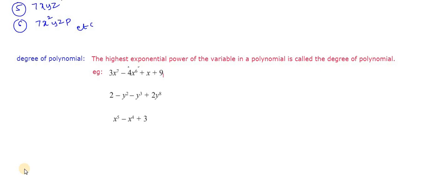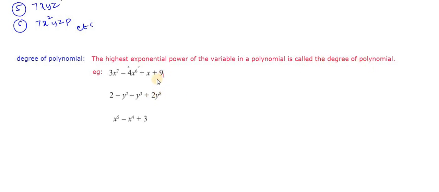So the next concept in polynomials is the degree of a polynomial. What do you mean by the degree of a polynomial? The highest exponential power of the variable in a polynomial is called the degree of the polynomial.